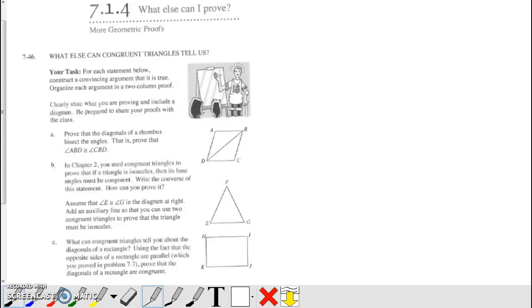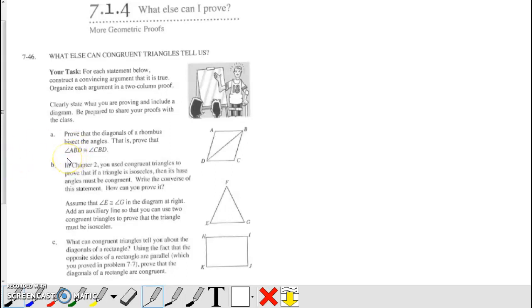The goal for 7.1.4 is, again, just to continue to work on our two-column proofs. Ideally, you should be pausing the video and trying these problems in your notes first, and then coming back to the video to see how you did. So looking at question number 46, what we want to do is figure out a two-column proof to prove each question.